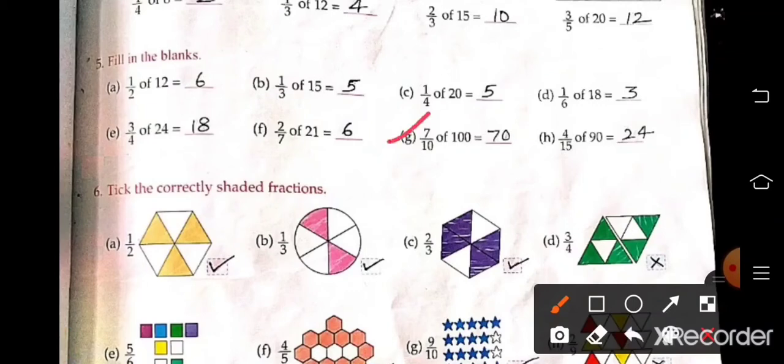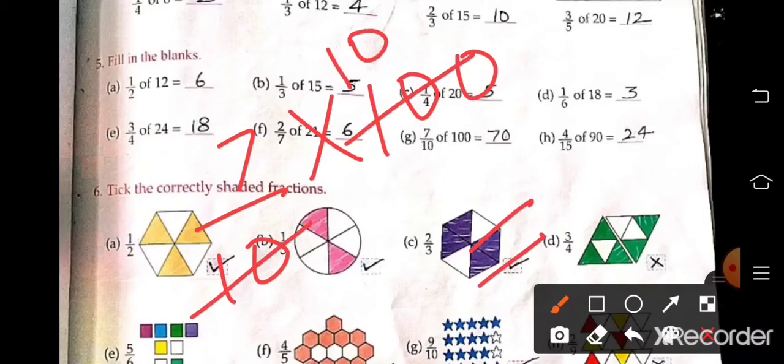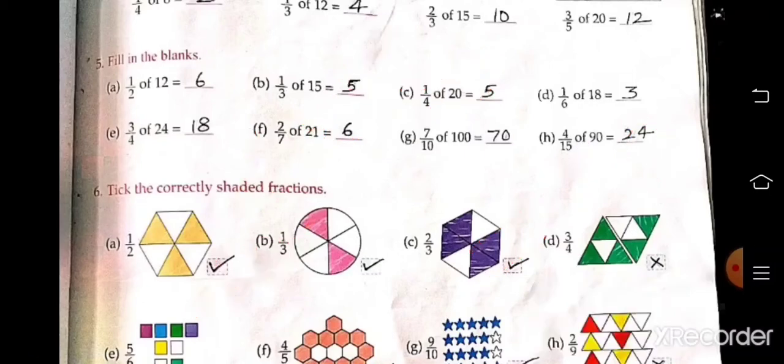And one more example, 7/10 of 100. Of means multiply 100. So 10 10 ja 100 and 7 10 ja 70. Okay, so do like this.